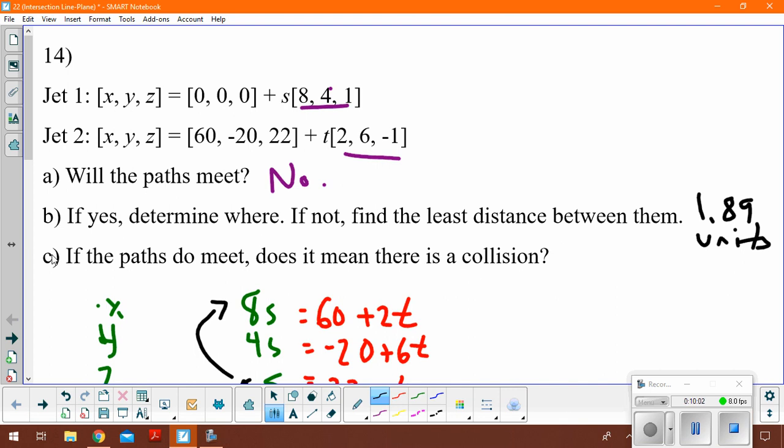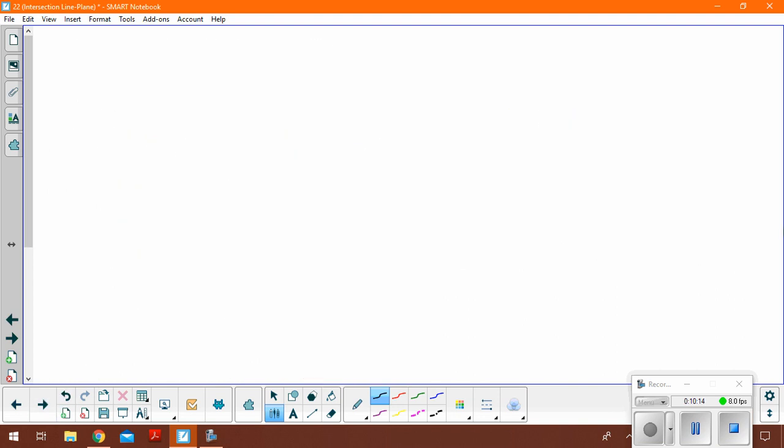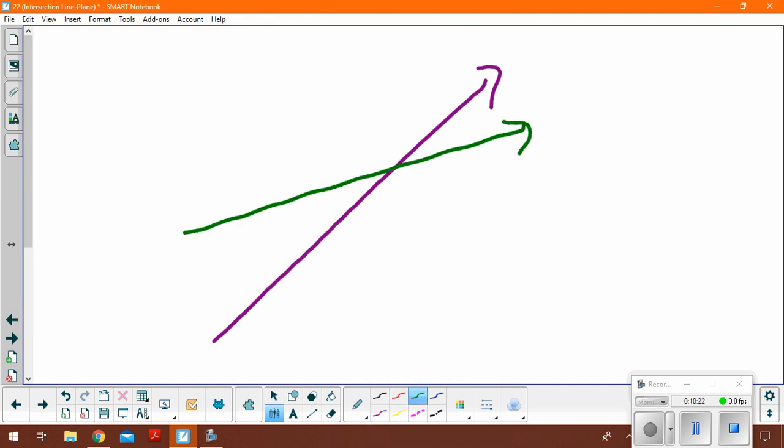Okay, for part C, if the paths did meet, does that mean there's a collision? Short answer to that is no. And just to visualize why, if this is the path of my first plane, and this is the path of my second plane, and say they meet right there. Well, sure, they meet there, but it depends on the speeds the planes are flying. This plane may be flying along here, and this plane may have been following this path and already be past that point.